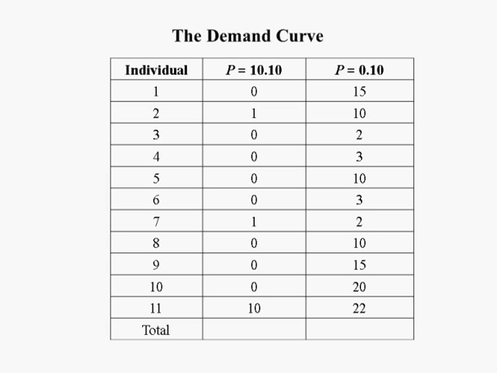Now we're going to aggregate these 11 individual demand curves up to the market level. And the way we do that is at the higher price we sum up the quantities that are demanded by the individuals in this market, and they sum up to 12. We do the same thing when the price is 10 cents: 112. So the market demand curve is represented by this last row.